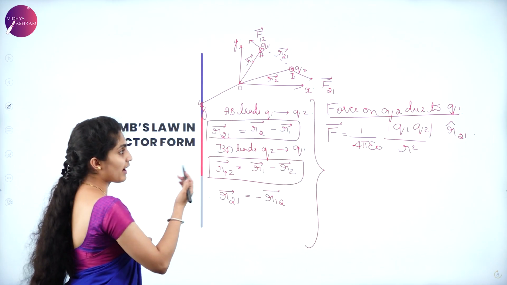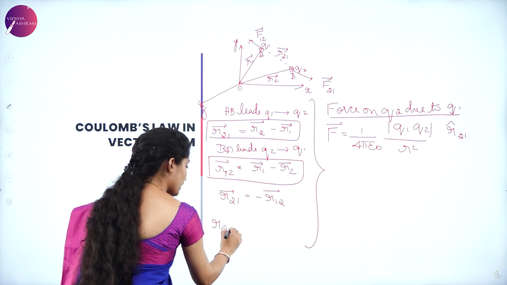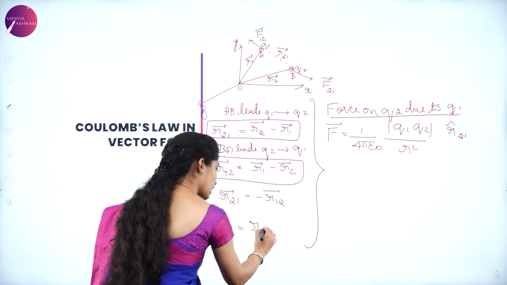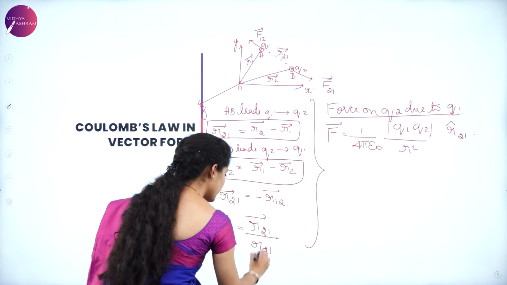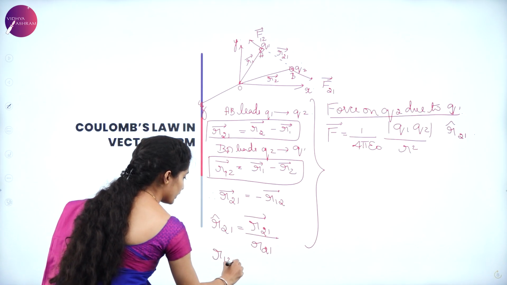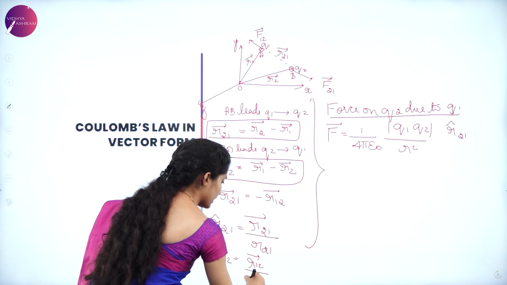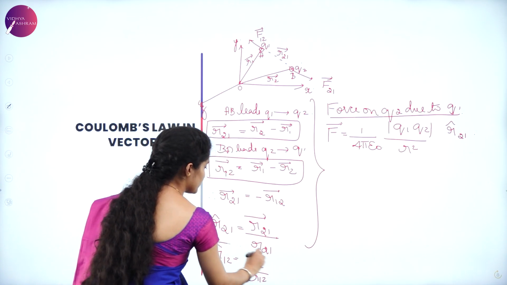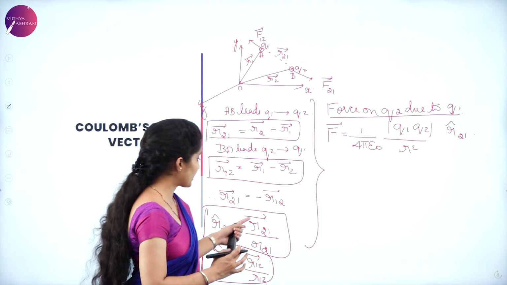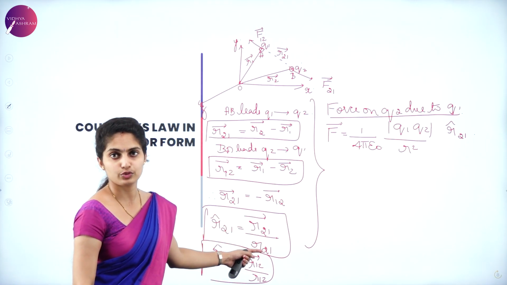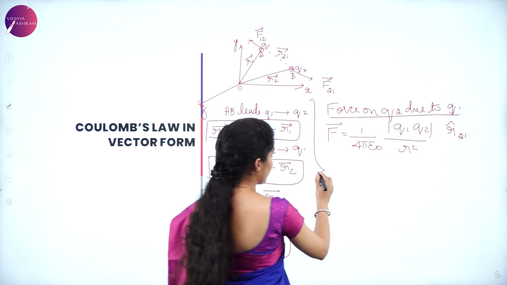So what is the value of R cap? R21 cap is equal to R21 vector divided by R21. Similarly, R12 cap is equal to R12 vector divided by R12. So that is all about your R cap value. So the vector form as well as magnitude form, this is how it is. So here you have got force on Q2 due to Q1.